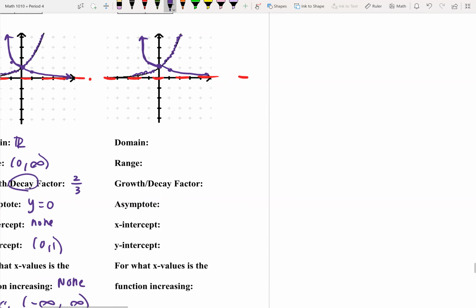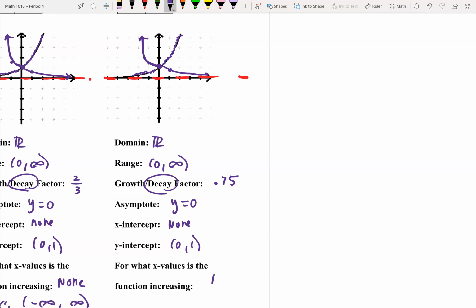Okay. Domain. Shout it. All real numbers. Range: 0 to infinity. It's always the same. Is it a growth factor or decay? Decay. What's my factor? You could say 0.75 or 3/4. Who cares? Asymptote: y equals 0. X-intercept is none. Y-intercept is (0, 1).